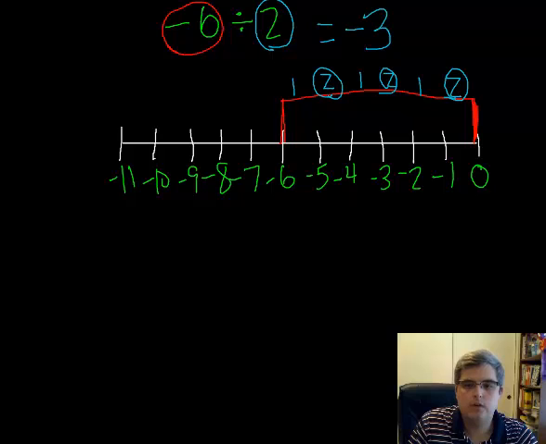Now, I hope you've noticed something at this point. There's really no difference between normal multiplication and division and multiplication and division with integers. The only difference is with their signs. So let me give you a big problem. Negative 14 divided by negative 7.